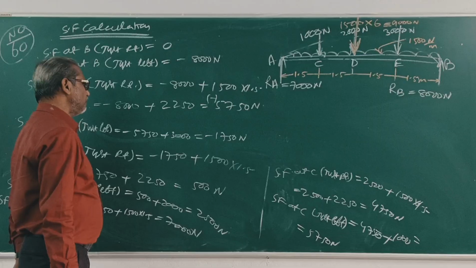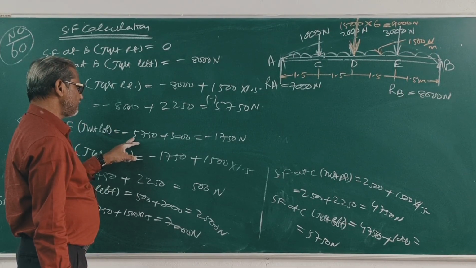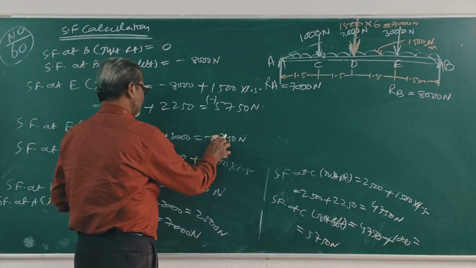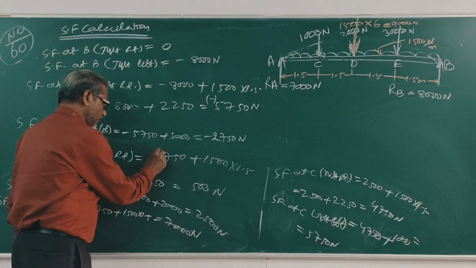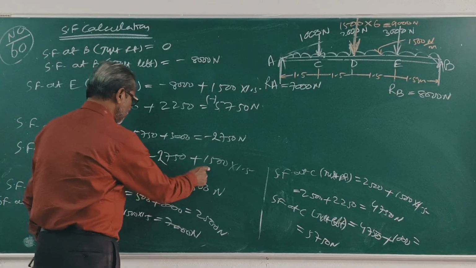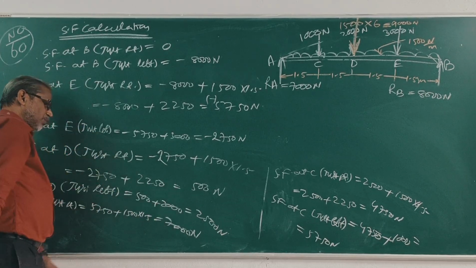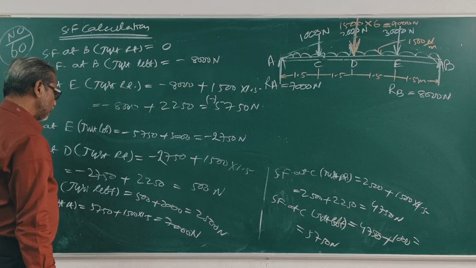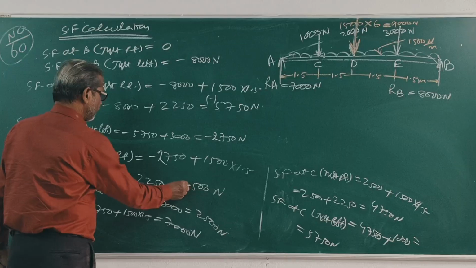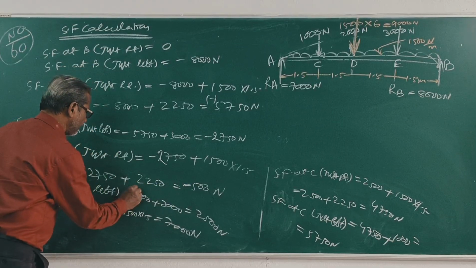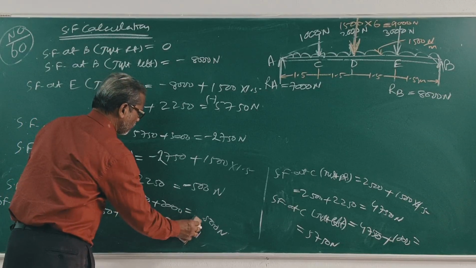Now this should be minus 2750. Sorry, 2750. Clear? This is minus 2750 plus 2250, which is equal to minus 500 Newton. Clear? So minus 500 plus 2000 at D right. So 1500 Newton.